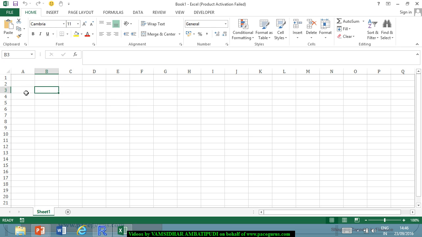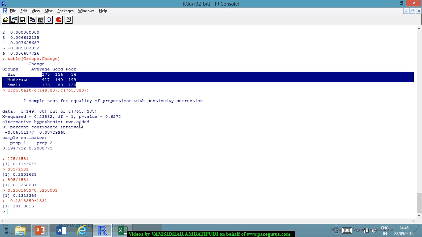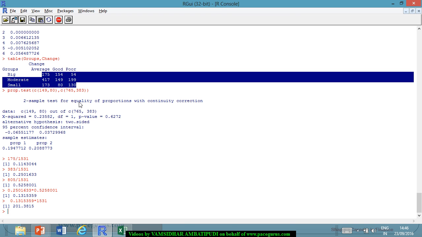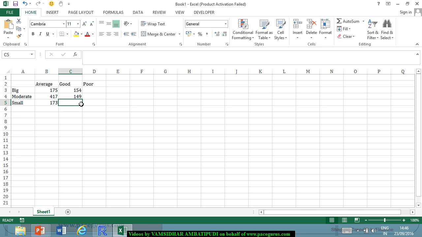So here we have big, moderate and small. And here I am putting average, good and poor, right? So let me put them in two different columns. Now, the numbers are 175, 417 and 173, whereas here they are 154, 149 and 80, whereas here it is 54, 199 and 130. So these are my observed values.